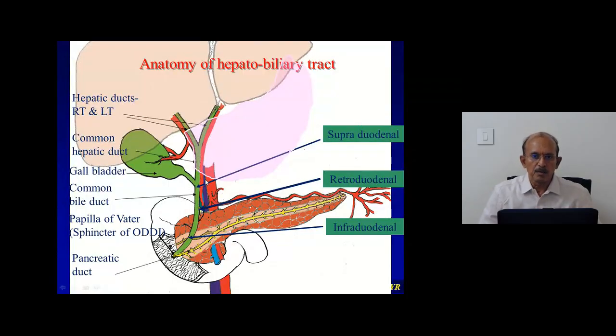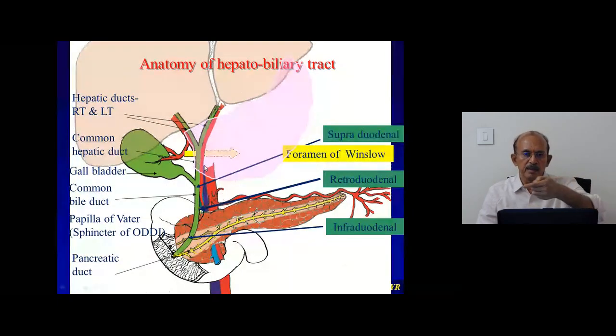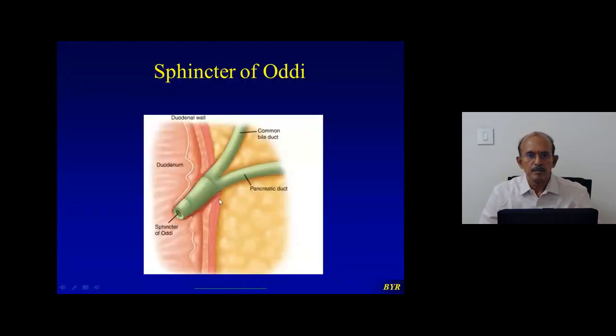So these structures, the portal vein, the hepatic artery, the bile duct, are covered by the free edge of the lesser omentum. Behind the lesser omentum, at the free border, you can see the foramen of Winslow. Exactly your index finger can be passed through this foramen. This is the sphincter of Oddi and papilla of Vater. This is the common channel.